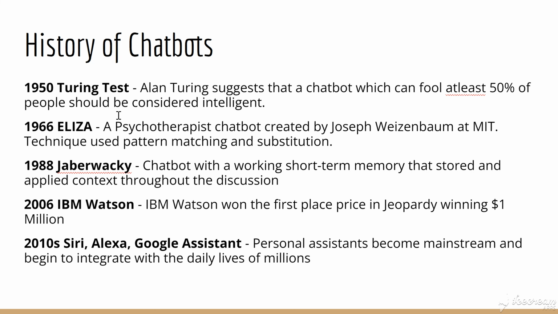So let's talk about the history of chatbots. In 1950, about 70 years ago, Alan Turing suggests that a chatbot, which can fool at least 50% of people, should be considered intelligent. This is known as the Turing test, and it's a very important test in the industry today. The research community still uses this as a thought experiment to help guide progress and to determine where chatbots ultimately still need to be.